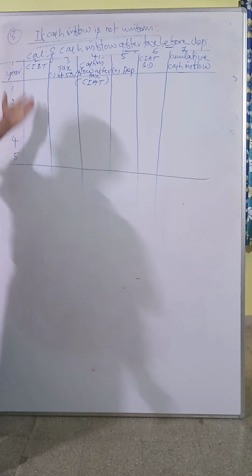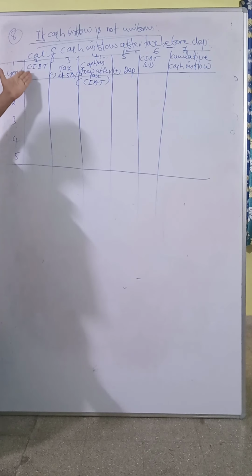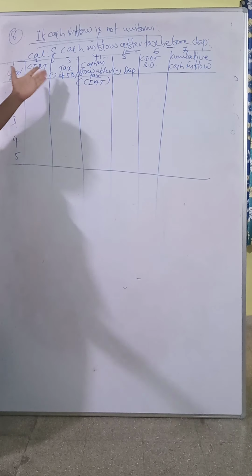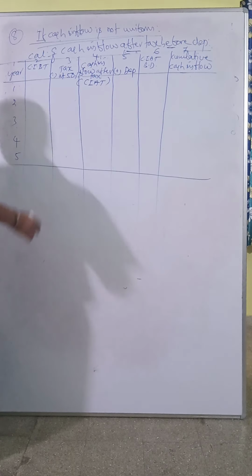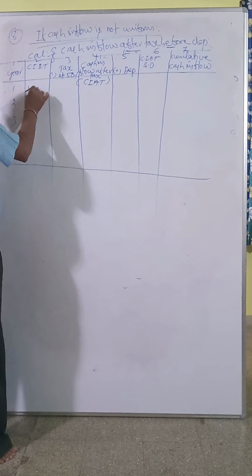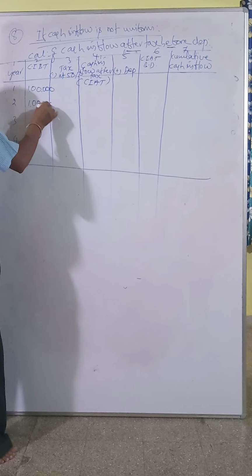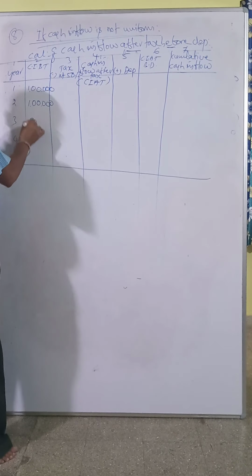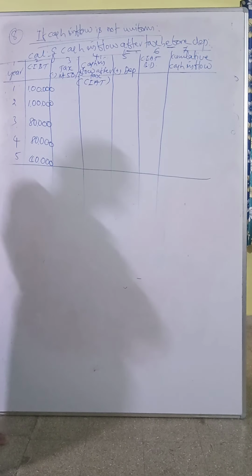Then cash inflow or earning before tax, earning or profit or cash inflow, which is given in the question. First year is 1 lakh, second year also 1 lakh, third year is 80,000, fourth year is also 80,000, fifth year is 40,000, which is given in the question.